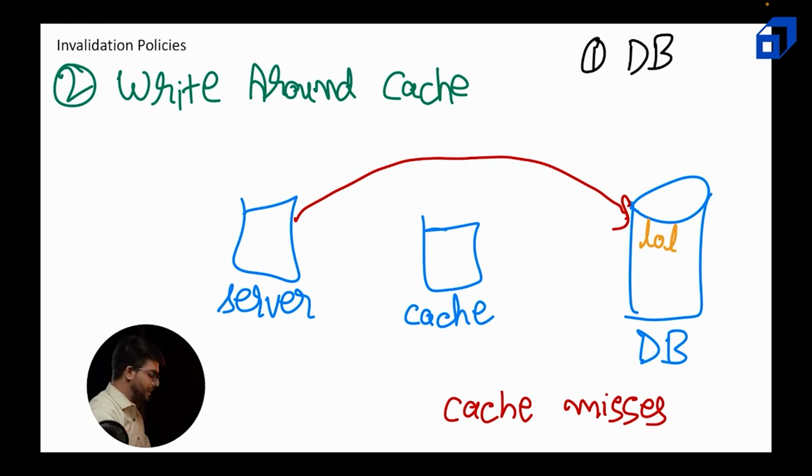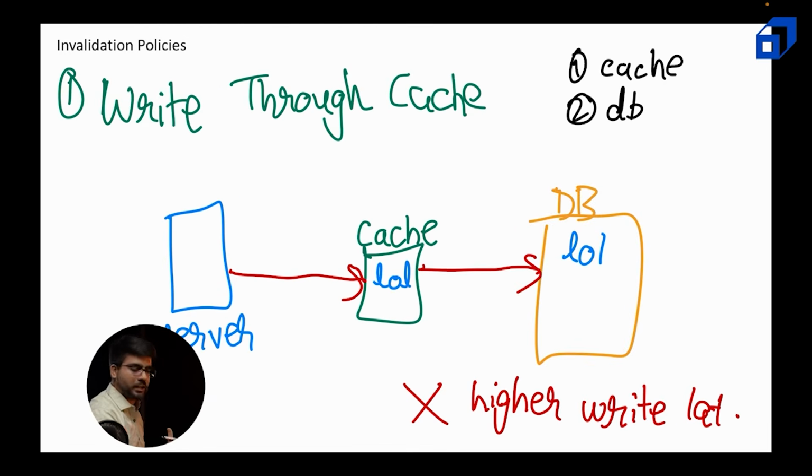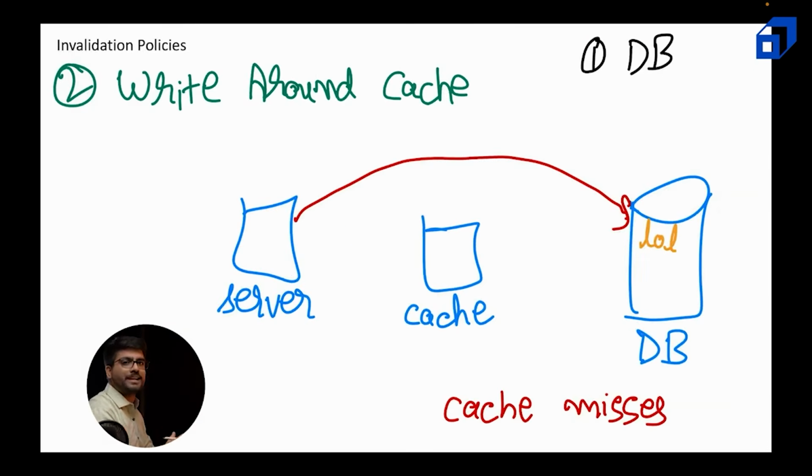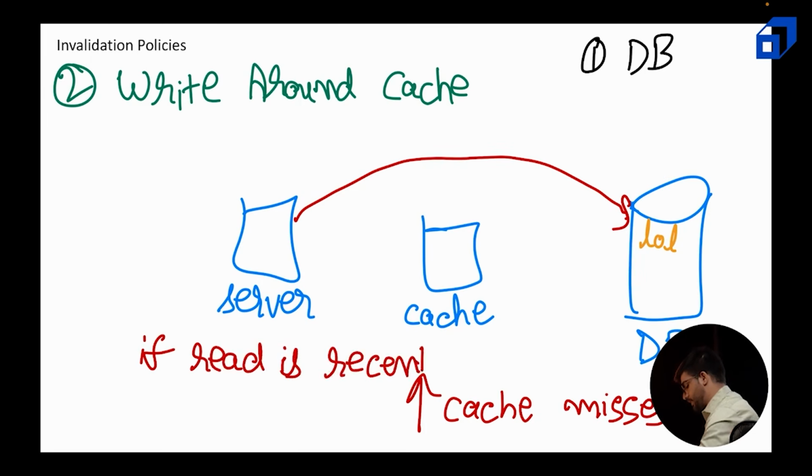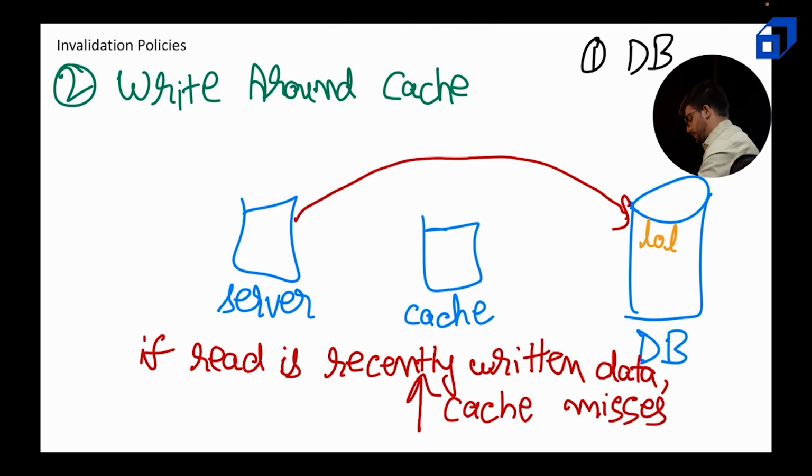You would be like, in this situation, why not use write through cache? So these are two different access patterns in which one write strategy or one invalidation policy is better than the other one. So write around cache can lead to more cache misses if the read pattern is in such a way that we are going to read the recently written data. So if read is recently written data, then it leads to increasing cache misses, and naturally the read latency is going to increase.